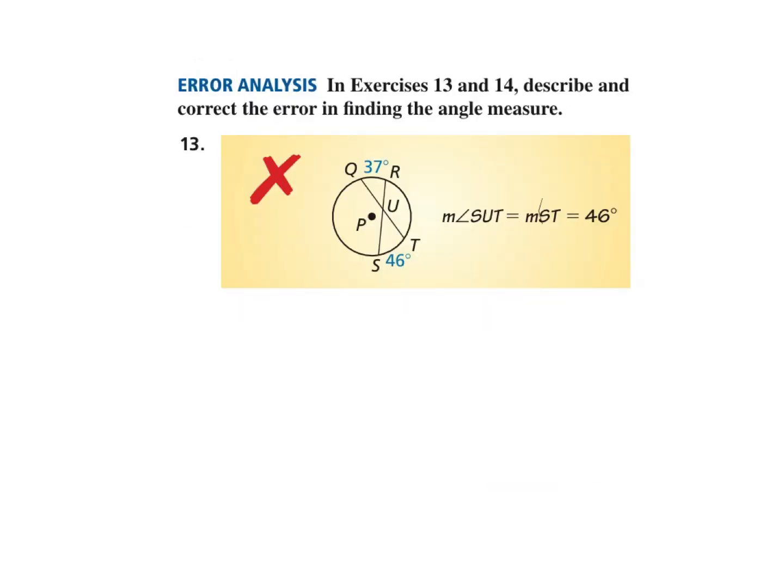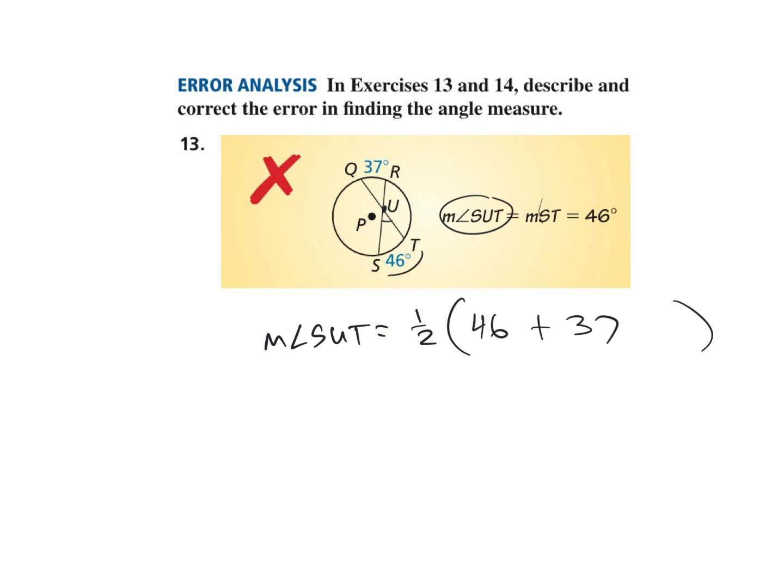Now what did they do wrong? Okay, so they're doing SUT, so this angle. So the inside angle, measure of angle SUT, is 1/2 of the two outside arcs added together. All right, so they're saying it equals arc ST. Well, that's definitely not right. So the correct answer is 46 plus 37 is 83 divided by 2. And that gives us 41.5.